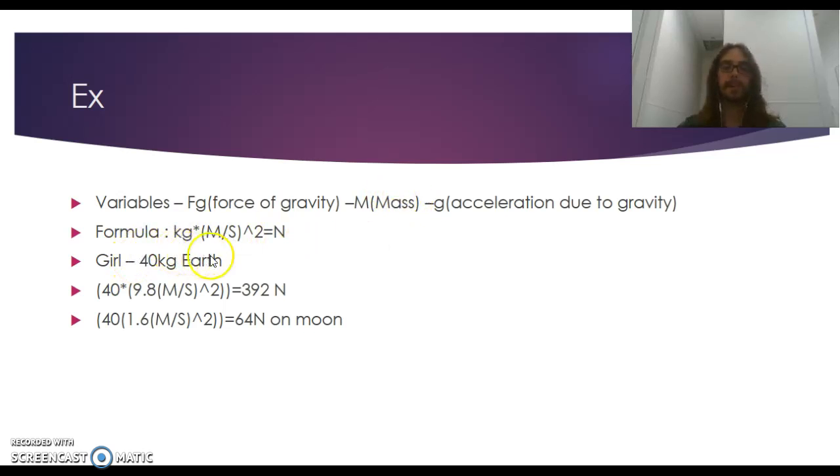So if a girl is 40 kilograms on Earth, we're going to plug that in here. So 40 kilograms times 9.8 meters per second squared. We know that is the acceleration of gravity on Earth, and that's going to equal 392 newtons.